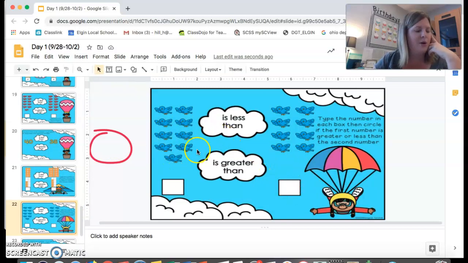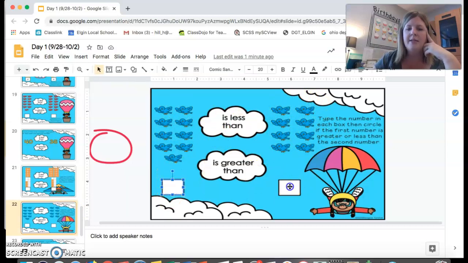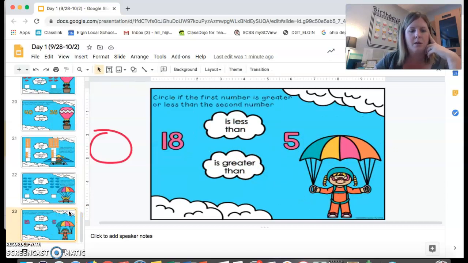Okay, you're counting the birds again, counting the birds over here, figuring out what this number is and what this number is. You're going to compare if this number is less than or greater than this number over here. I believe this is, yep, this is your last one, okay? So you're going to look at just the numbers this time. You're not counting anything. So is 18 less than or greater than 5? So you have to think about, does 18 come before or after the number 5?